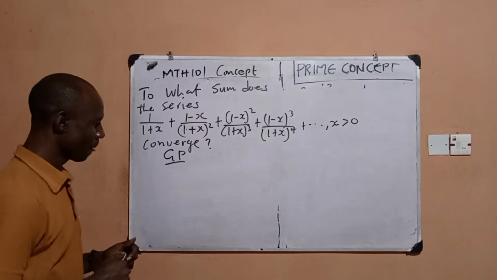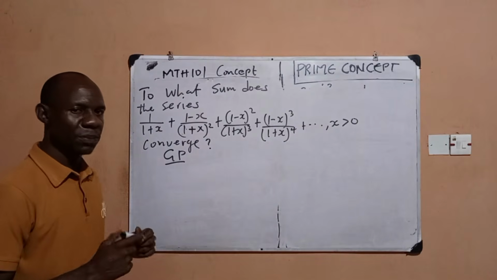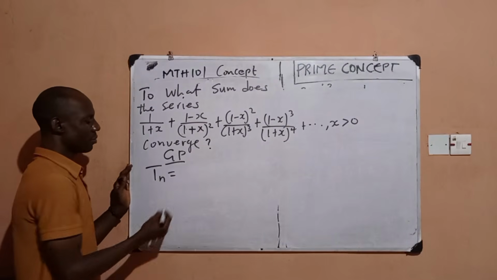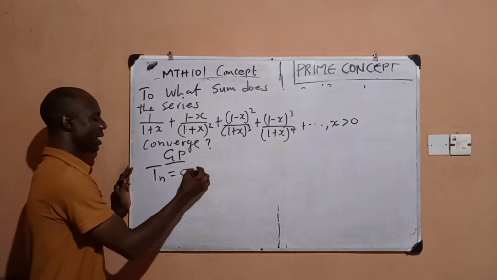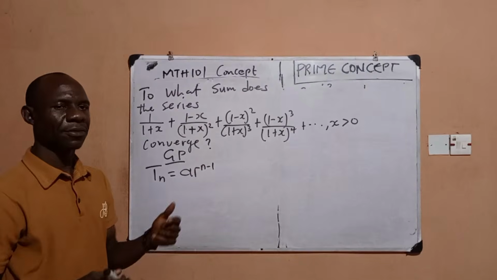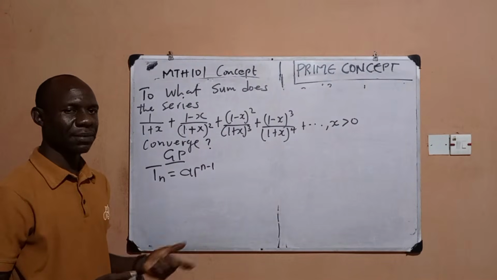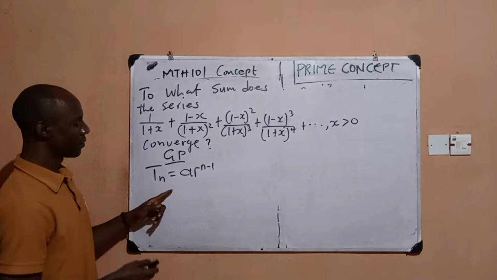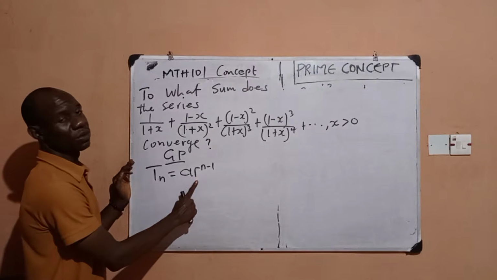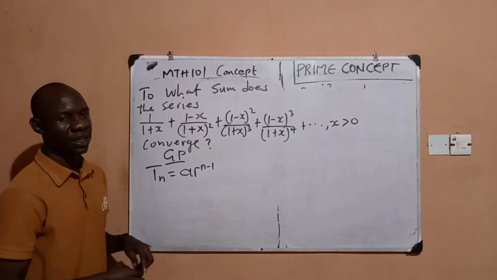Now, in GP, you have the formula for nth term. The formula for nth term is A R raised to power n minus 1. So if they want you to find the fourth term, first term, second term, they are using this formula. A here represents the first term, R represents the common ratio.